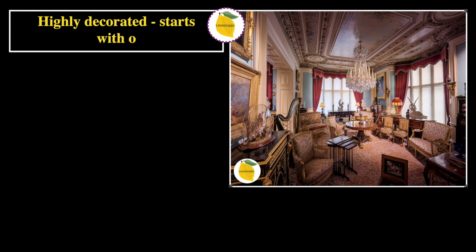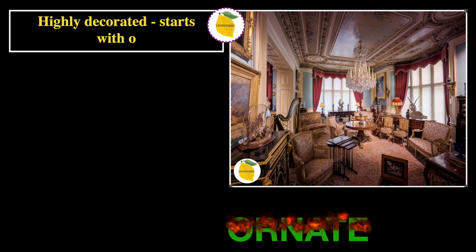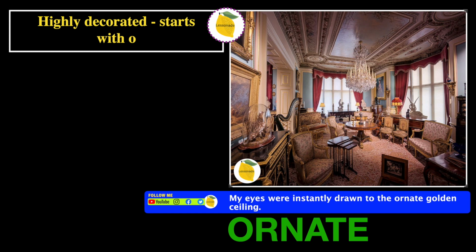Highly decorated starts with O. In this picture, we can see a highly decorated palace, which means the word will be ornate. And the sentence is, my eyes were instantly drawn to the ornate gold ceiling.